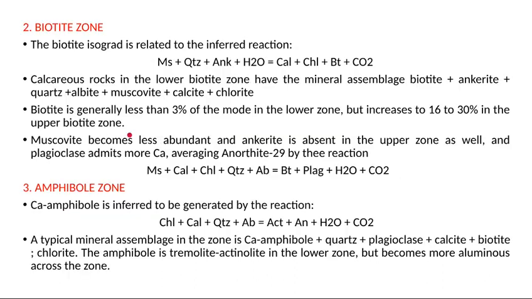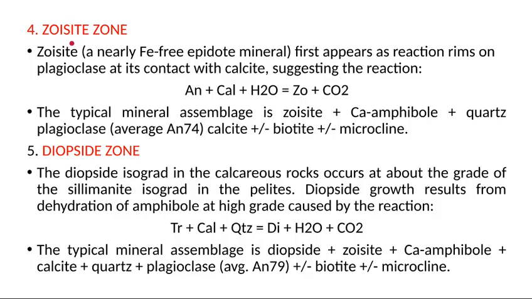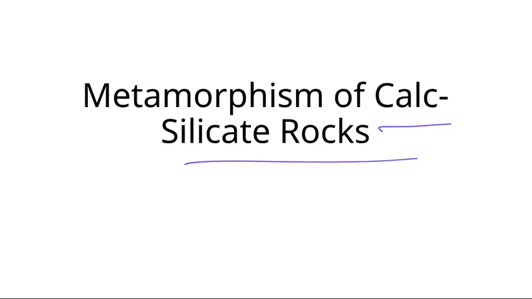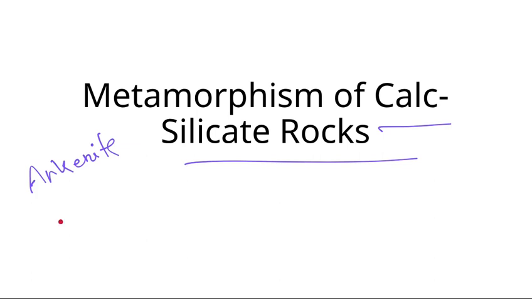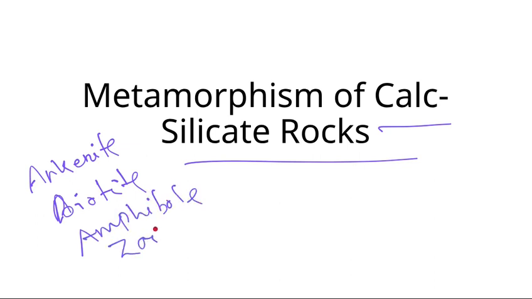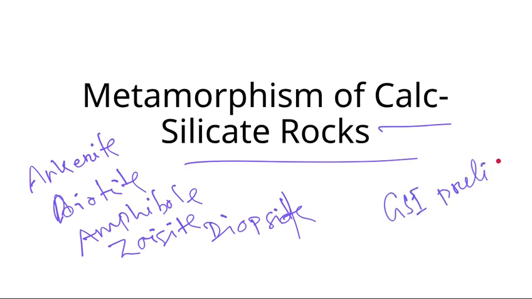There are 4 zones: ankerite zone, biotite zone, amphibole zone, and diopside zone. Sorry, 5 zones: ankerite, biotite, amphibole, and then the last zones. This is not important for your long question, but it is important for the GSI prelims.